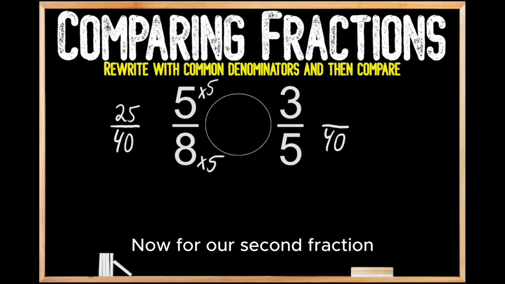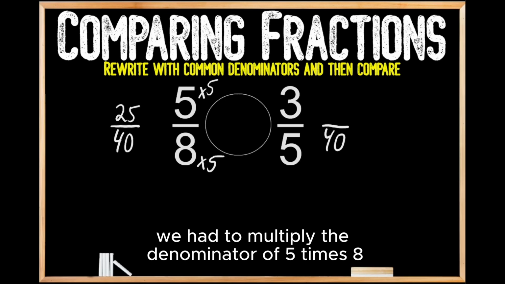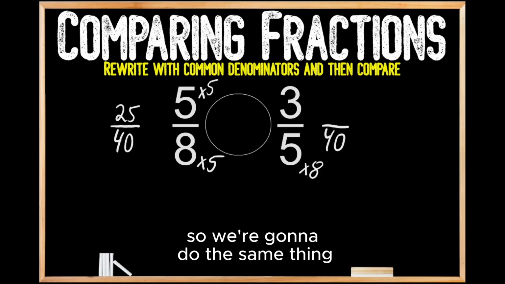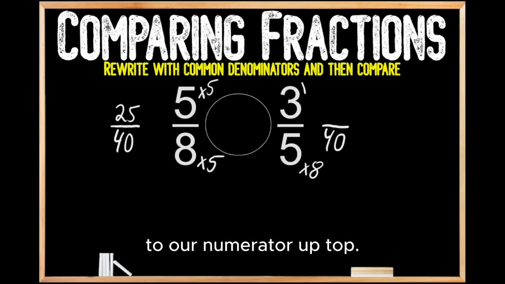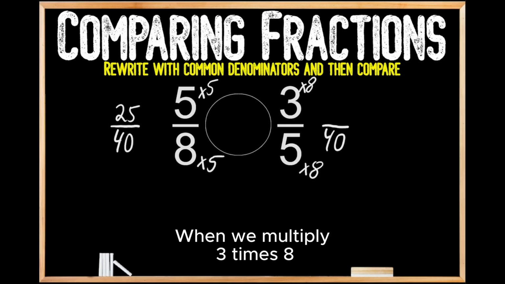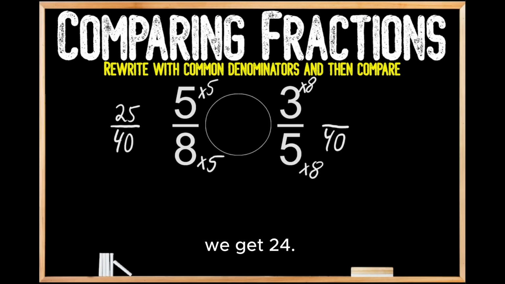Now for our second fraction, we had to multiply the denominator of 5 times 8 to get the denominator of 40, so we're going to do the same thing to our numerator up top. When we multiply 3 times 8, we get 24.